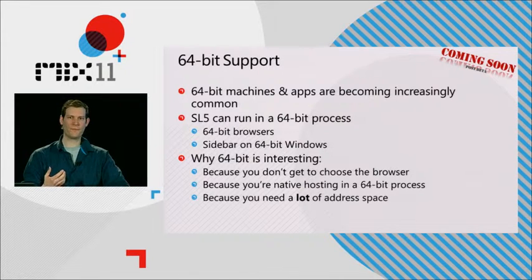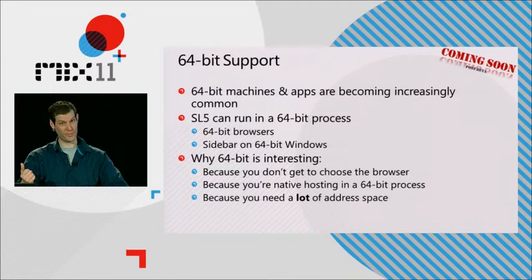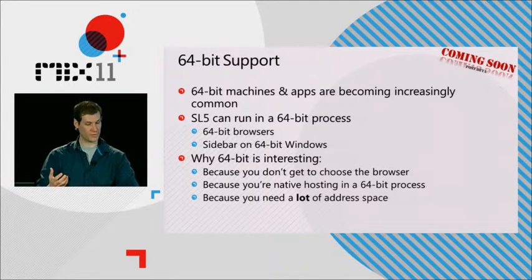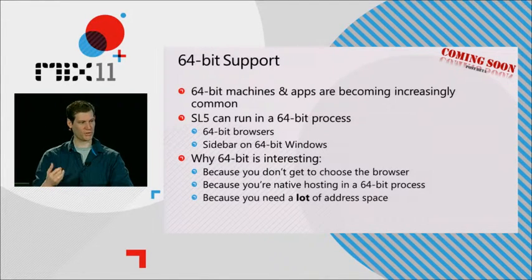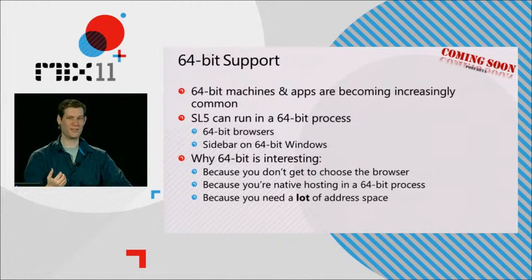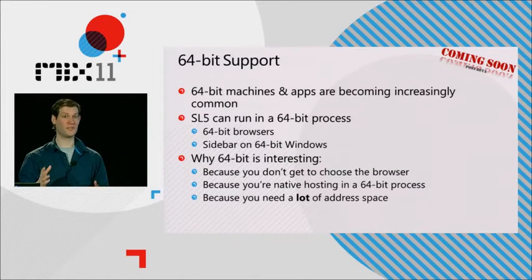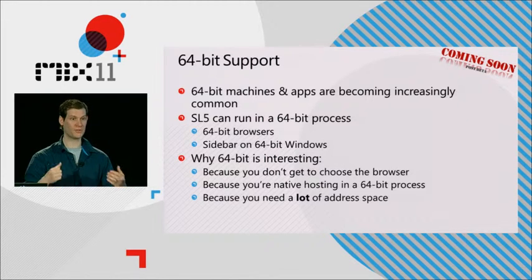Silverlight 5, for the first time, can run in a 64-bit process. And what this means to you is Silverlight 5 can run in a browser that's in 64-bit mode. So Internet Explorer 64-bit requires a 64-bit plugin. If you don't have a 64-bit plugin, you don't get to run in Windows 64-bit. So this is why 64-bit Silverlight is so interesting. Similarly, the sidebar on a 64-bit version of Windows is a 64-bit process and requires 64-bit plugins.